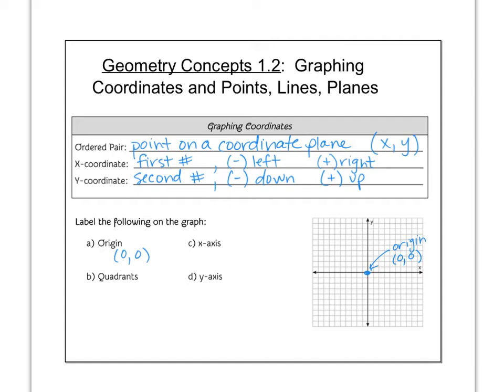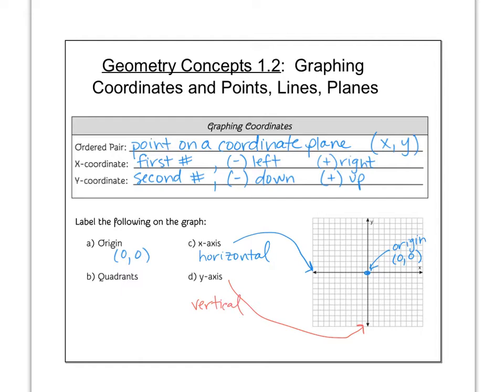And then the x-axis is the one that is horizontal. You can see the x-axis right there. And then the y-axis is vertical. So the y-axis is this axis, and it goes up and down, or vertical.